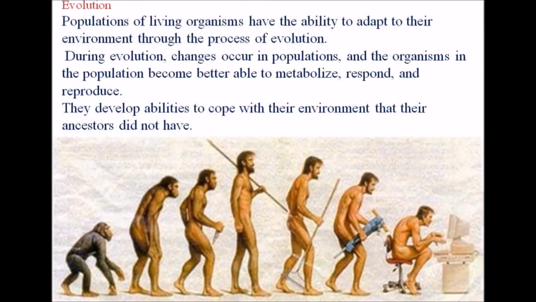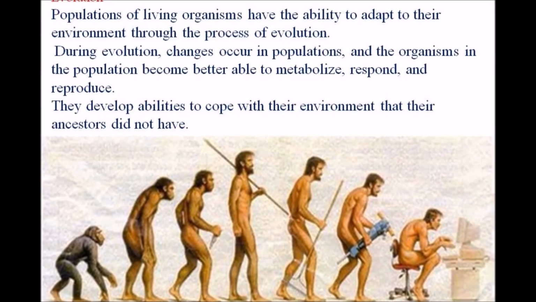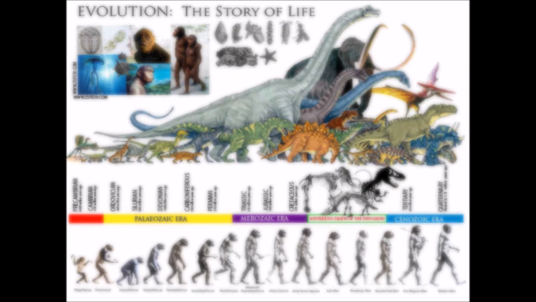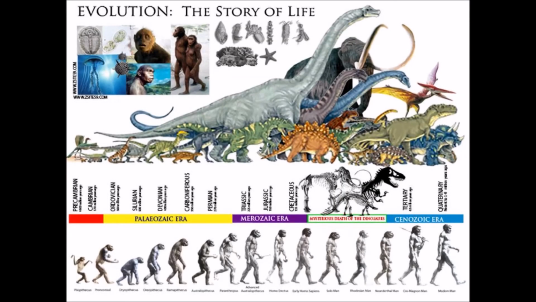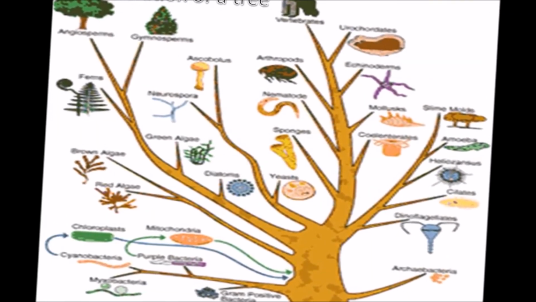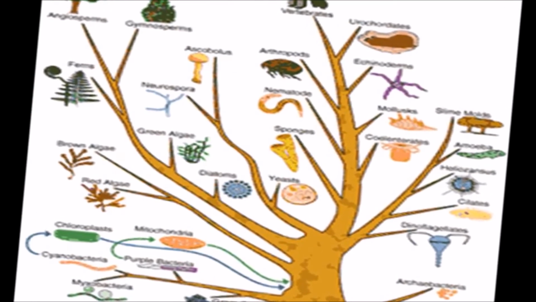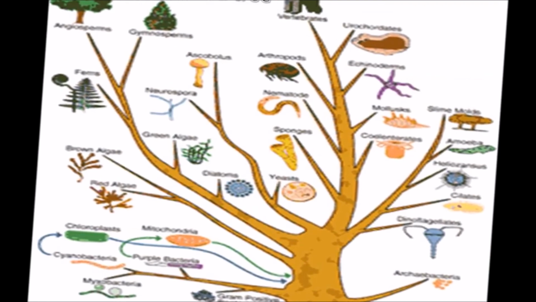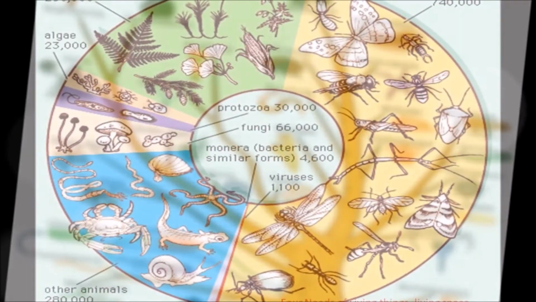Evolution. Populations of living organisms have the ability to adapt to their environment through the process of evolution. During evolution, changes occur in populations and the organisms in the population become better able to metabolize, respond and reproduce. They develop abilities to cope with their environment that their ancestors did not have.